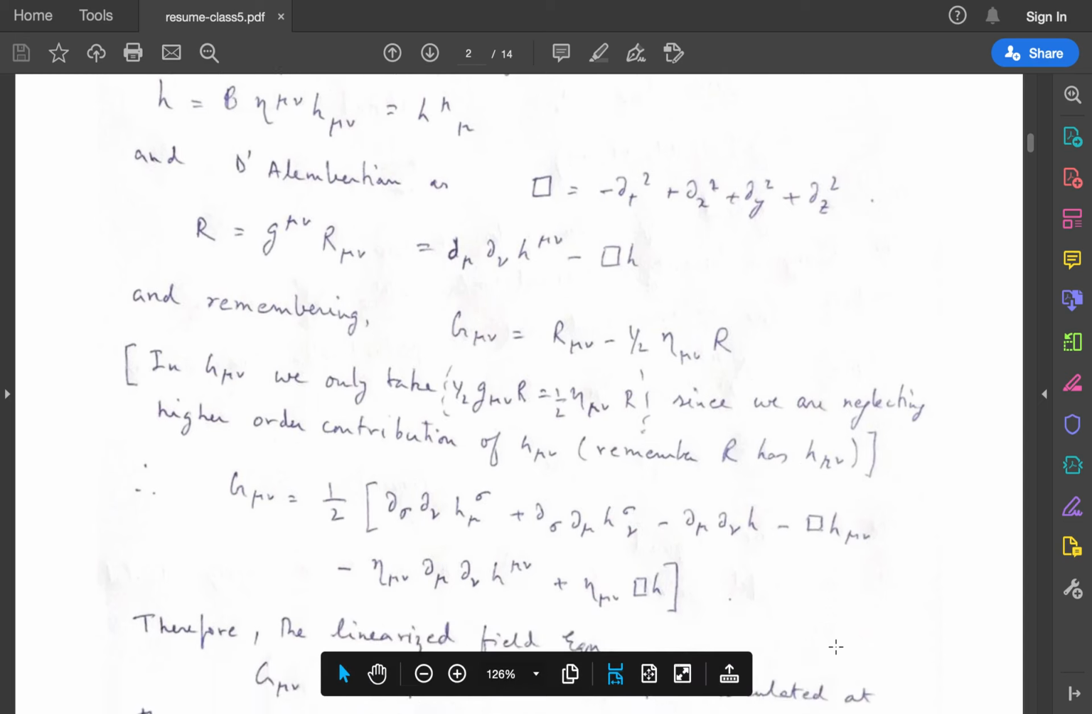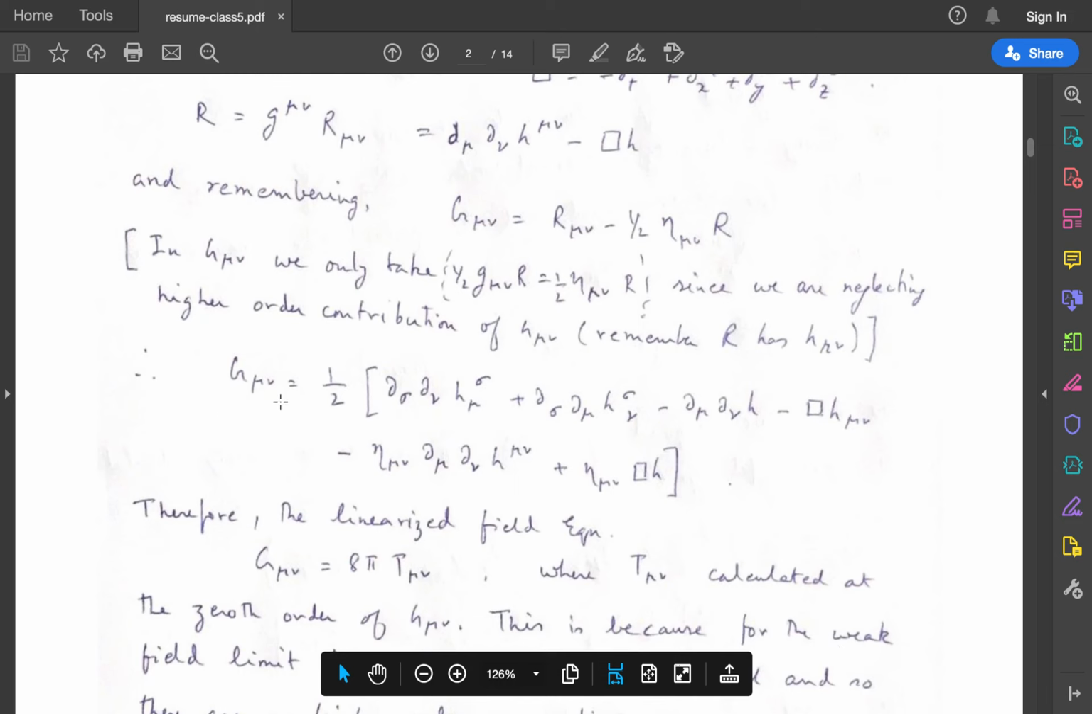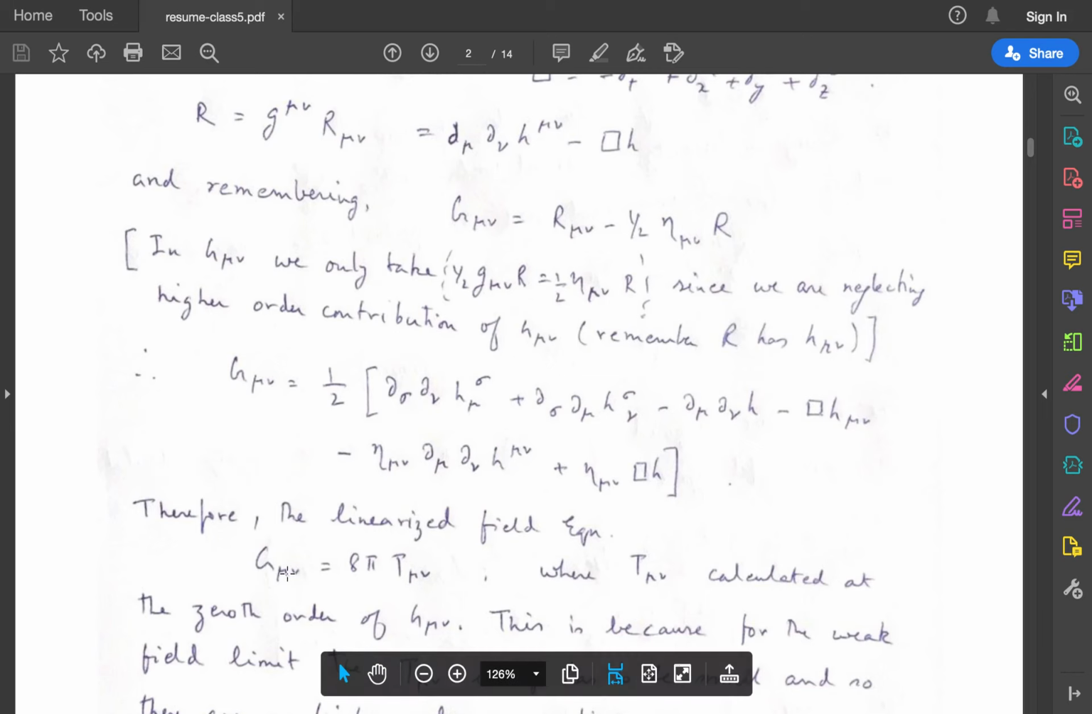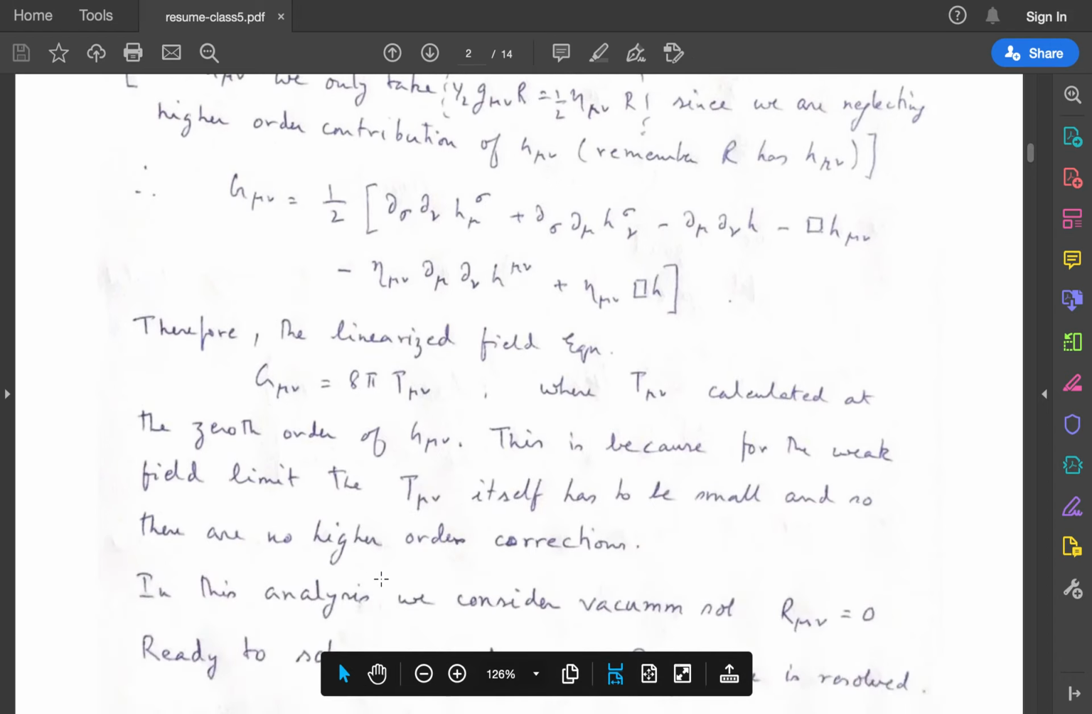Okay, and then if I do that, I can easily write this G mu nu in terms of the double derivative of h mu nu and the d'Alembertian, and this is the general form. Till now it is very straightforward. Once we assume the higher order perturbations of h mu nu disappear, we can write this G mu nu in the linearized form. Okay, and the linearized field equation can then be written as G mu nu equal to 8 pi T mu nu, where T mu nu is calculated at the zeroth order of h mu nu.